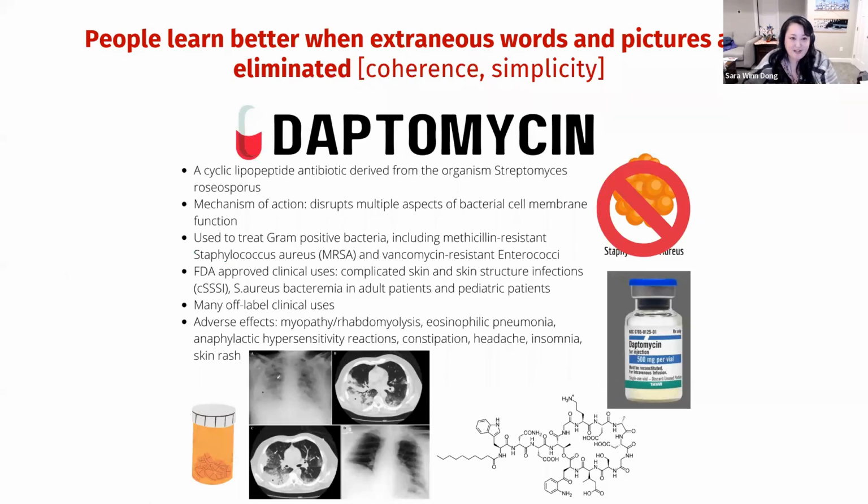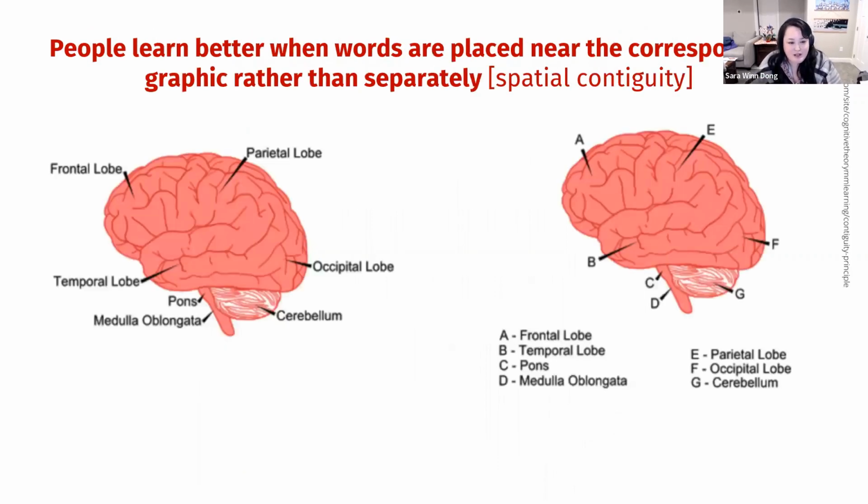For example, this one, people learn better if you don't have too many words and pictures. So this is a bad example of a daptomycin slide. Tons of extraneous information, it's distracting, and you don't really know where to look. But there are also other things that may not immediately come to mind.